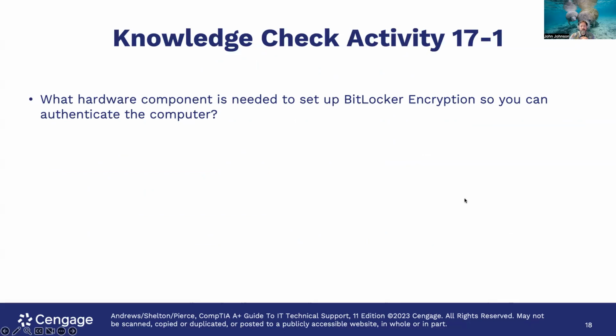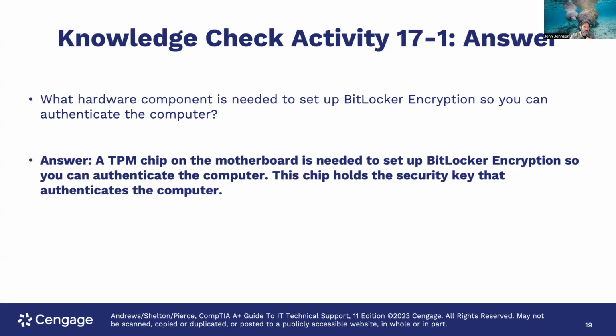So knowledge check, activity 17.1. What hardware component is needed to set up BitLocker encryption so you can authenticate the computer? If we remember, we talked about the TPM, the Trusted Platform Module, and there we go. The TPM chip on the motherboard is needed to set up BitLocker encryption so you can authenticate to the computer. This chip holds the security key that authenticates the computer.